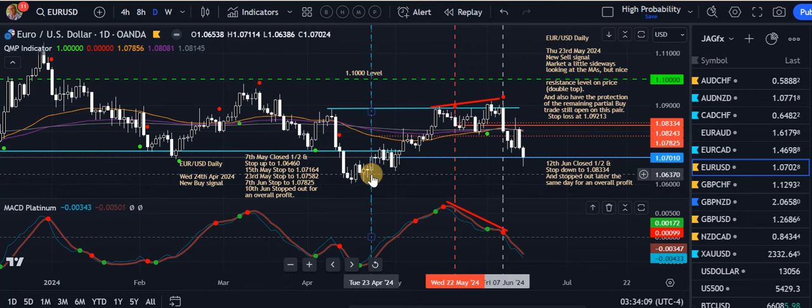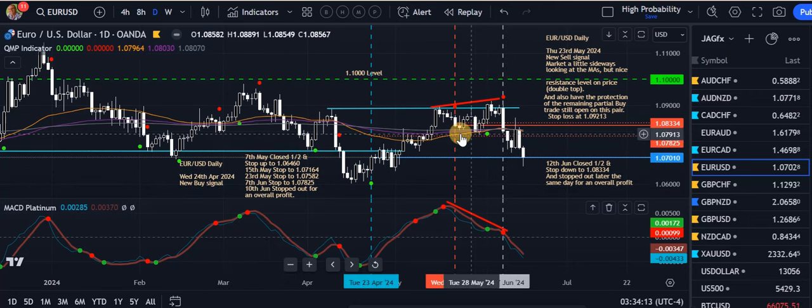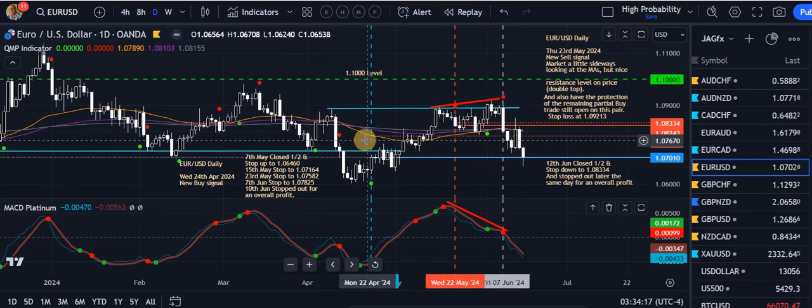So that trade's finished. This buy trade from here, stopped out there. So there's your profit, closed out half an hour. So that's a good winning trade, no dramas.